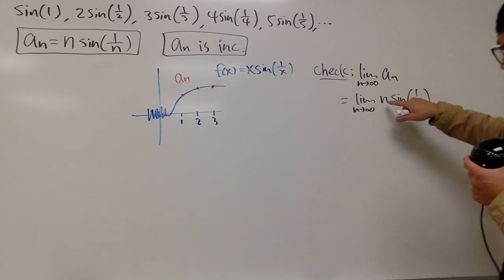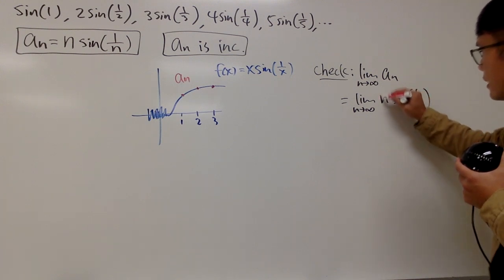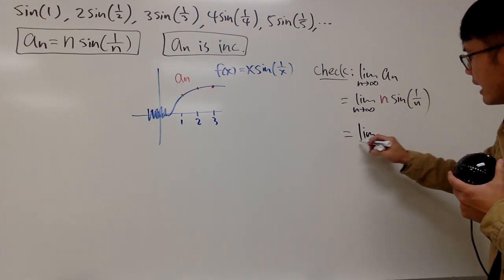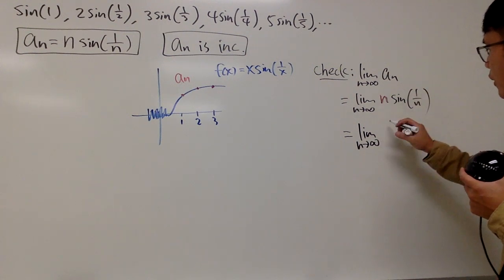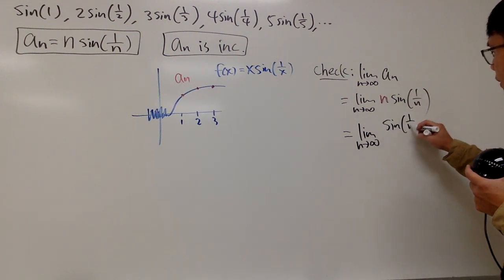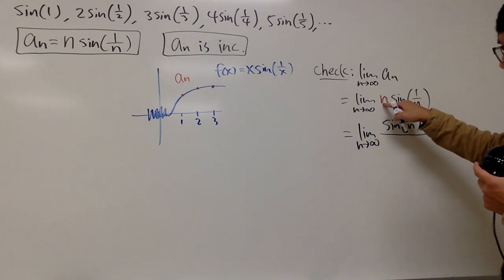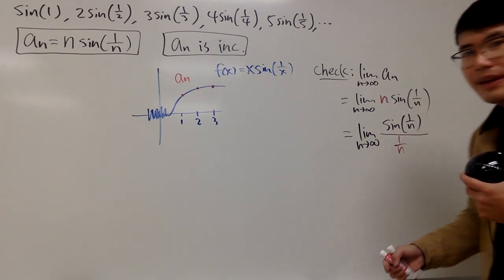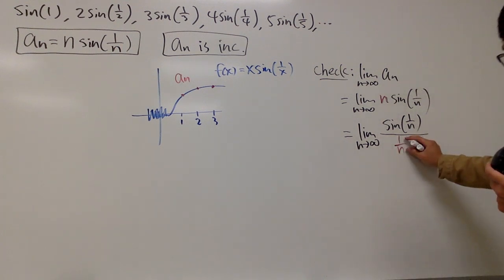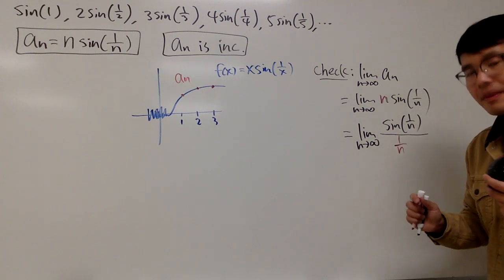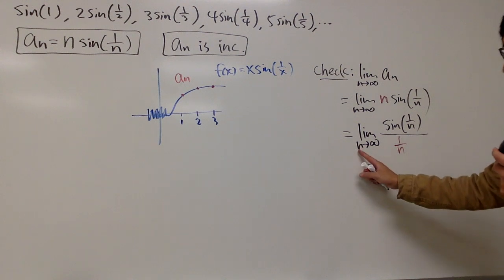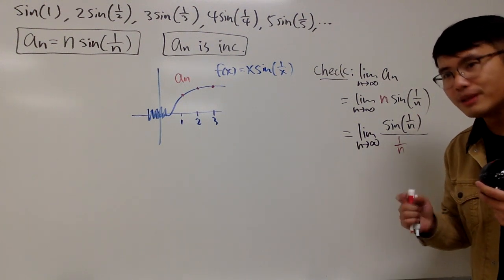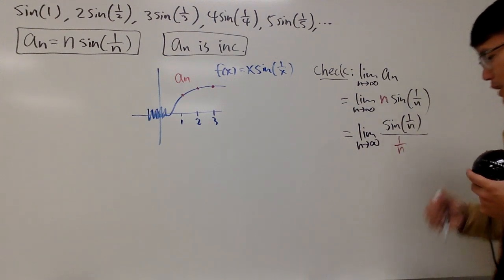What we can do is just bring this n down, and we are going to get the limit as n goes to infinity of sine of 1 over n divided by, once you bring this down, 1 over n like this. And notice, this and that are the same. That's good. Because when n goes to infinity, this and that, of course, they both approach 0. So we can compute the limit for this right here.